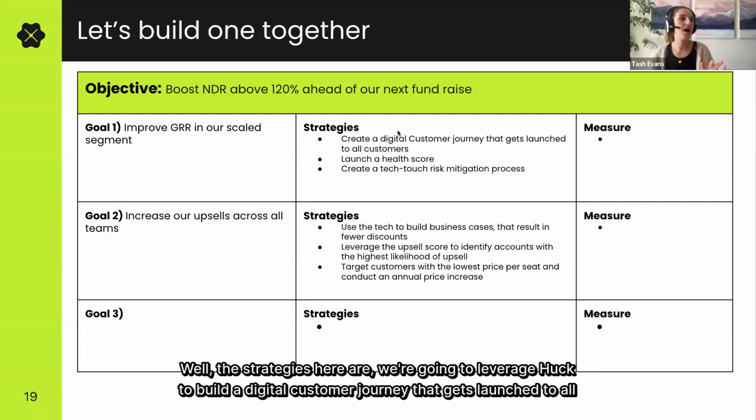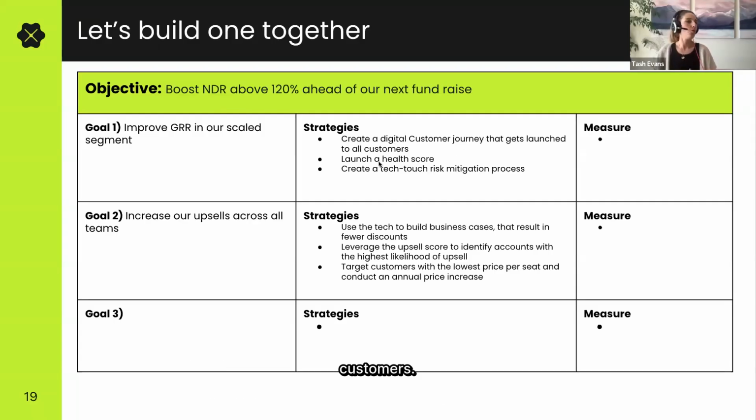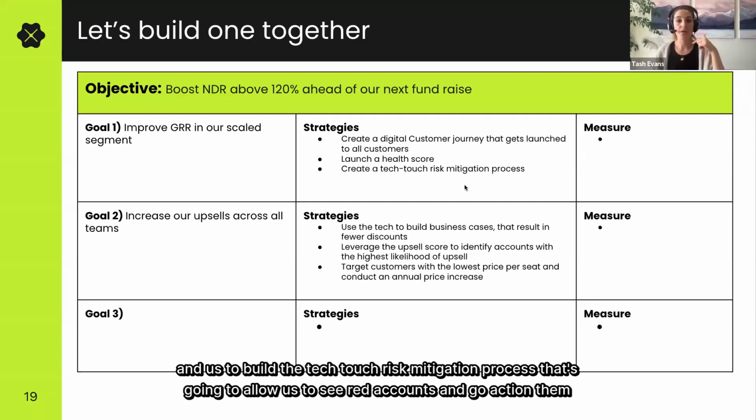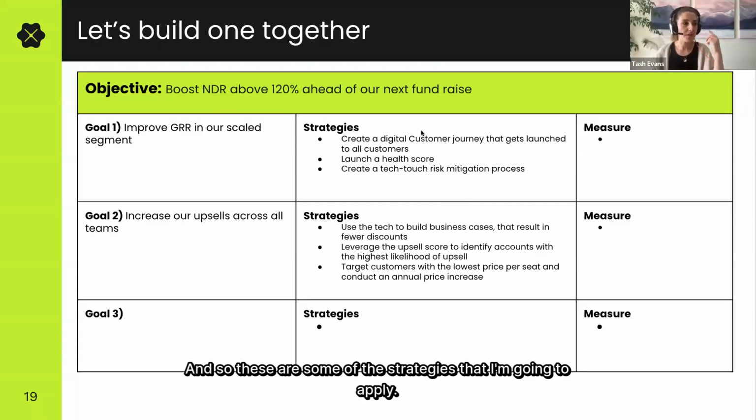Well, the strategies here are we're going to leverage Hook to build a digital customer journey that gets launched to all customers. We're going to launch a health score that's going to allow us to build the tech touch risk mitigation process that's going to allow us to see red accounts and go action them before they become really unhealthy. And so these are some of the strategies that I'm going to apply.